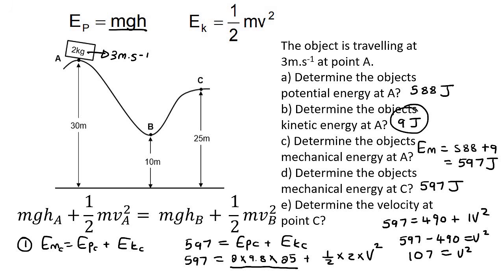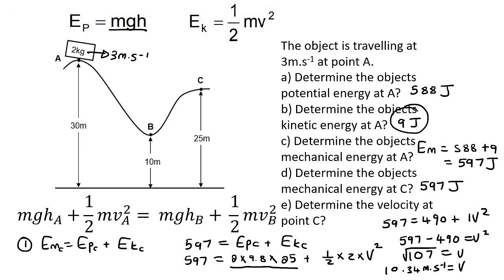Then to get the velocity by itself, you're going to take a square root. So if you square root 107, you end up with 10.34 meters per second. Okay, that's one way that you could have done that.